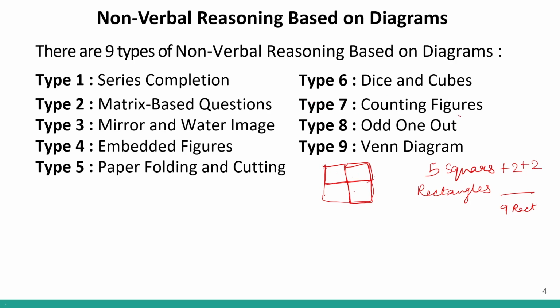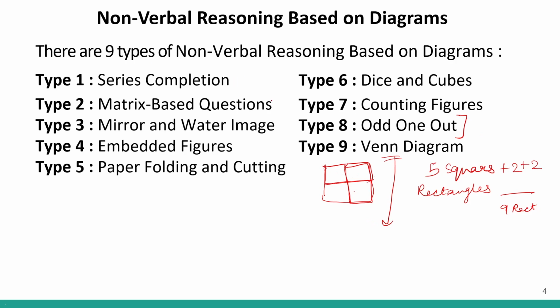Similarly, we have odd one out. Odd one out basically means that 5 or 4 images will be given to us and we have to find the pattern and we have to identify which of the following images does not belong. Clear? And Venn diagram again easy. Venn diagram we learned in syllogisms. So we'll use the same concept. So these are all the 9 types of questions that can be formed in non-verbal reasoning.